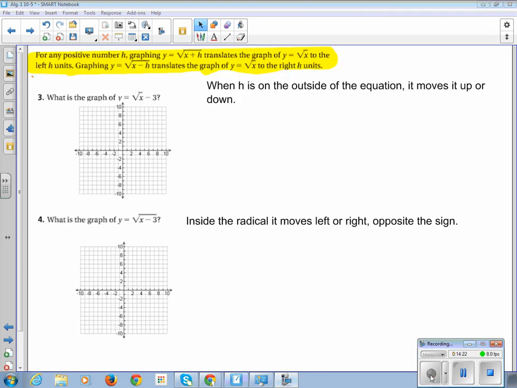All right, last topic. For any positive number h, graphing y equals the square root of x plus h translates the graph of y equals root x, which is the parent function, to the left h units. Graphing y equals square root of x minus h translates the graph of y equals square root of x to the right h units.